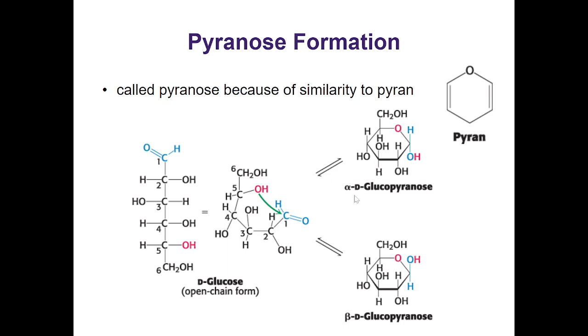Now, we denote this with alpha or beta. Alpha is on the bottom of the line. It doesn't get boosted up to the top of the line, right? Because it's very small. And so alpha gives us the OH group on the bottom of the ring. Beta boosts the OH group up onto the top of the ring. Anybody have any question there?